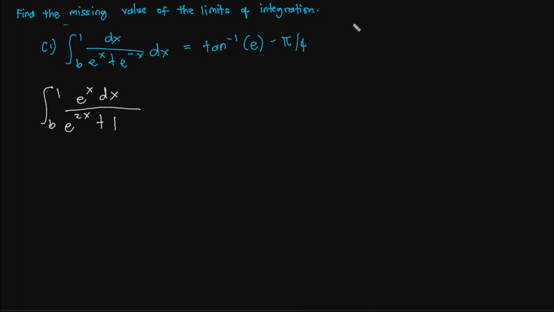Now, kung nalilito kayo, you have 1 over e to the x plus e raised to negative x. Minultiply ko lang yung e to the x both numerator denominator. So that becomes e to the x, and then e squared x plus e to the 0, which is actually equal to 1.